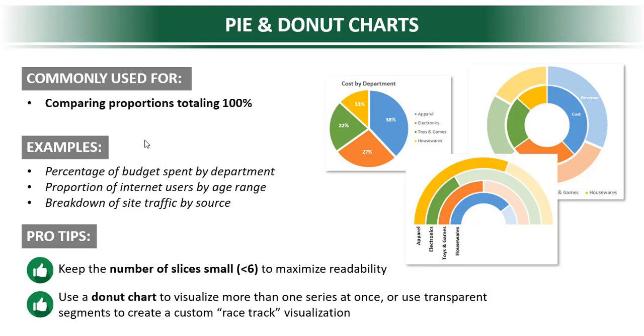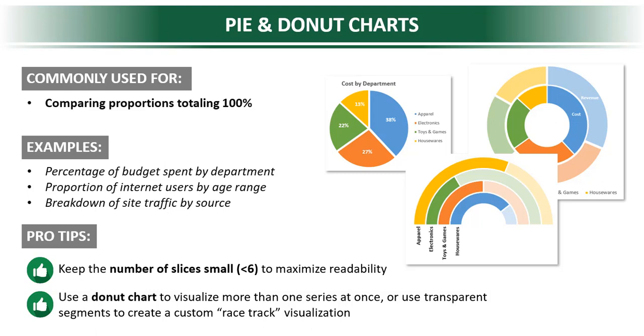Some examples: we'll use these charts for percentage of budget spent by department, proportion of internet users by age range, and breakdown of site traffic by source. These are the examples for pie chart and donut chart.